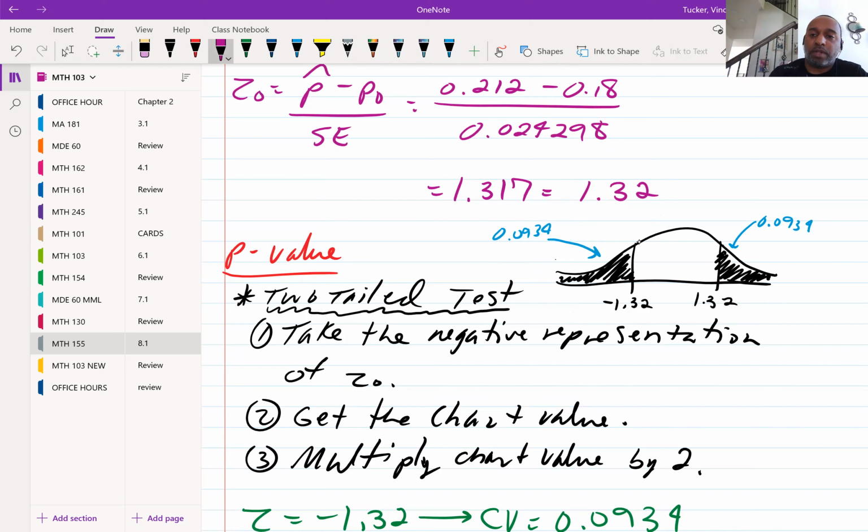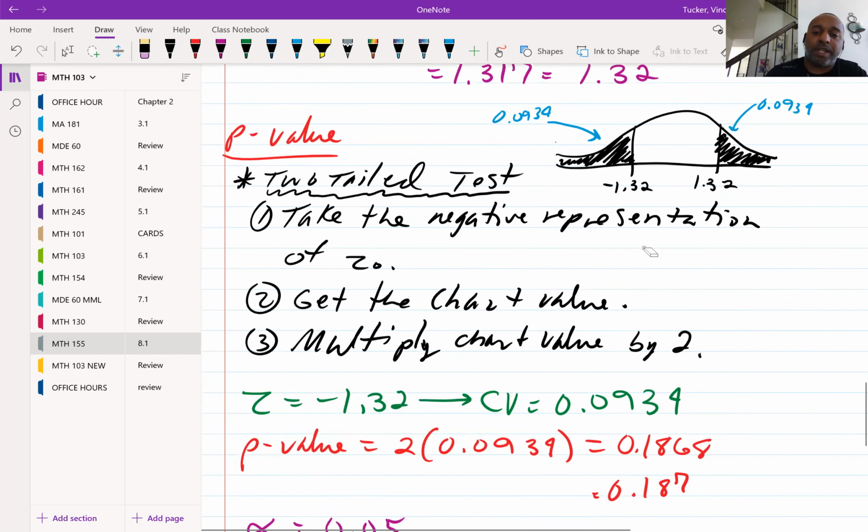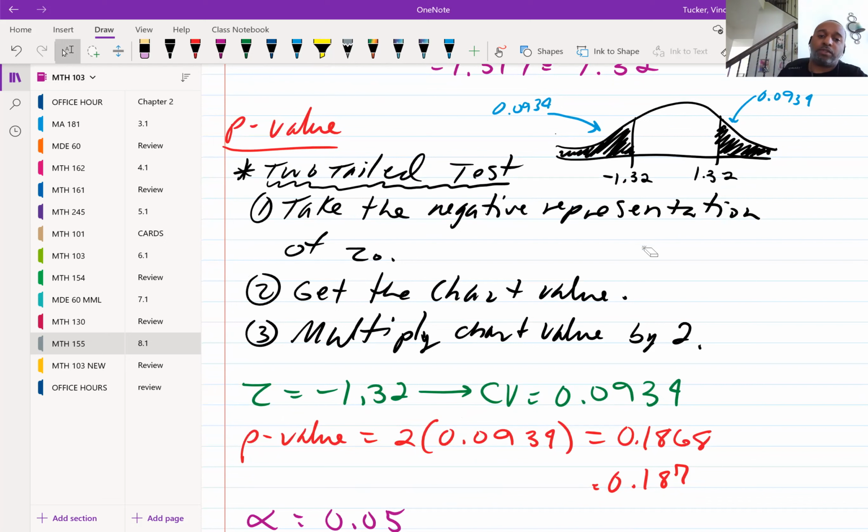All right, because notice in my diagram, 0.0934 is what we get from the chart, but we also need 0.0934 to be on the right side of that 1.32. And it's symmetric, so whatever's on the left side of negative 1.32 will be on the right side of positive 1.32. So that's why we can just take that value, multiply by 2, and that will be our p-value, excuse me.